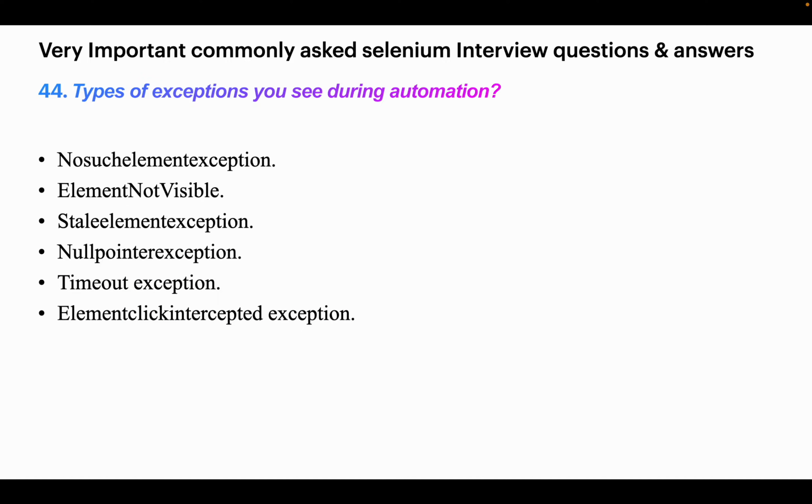So types of exceptions you see during automation: no such element, null pointer, timeout, element not visible. This is an easy question.